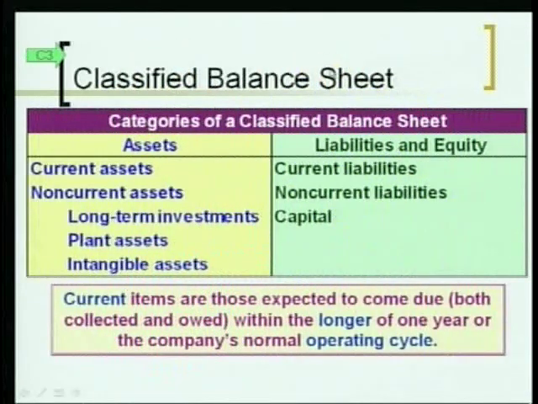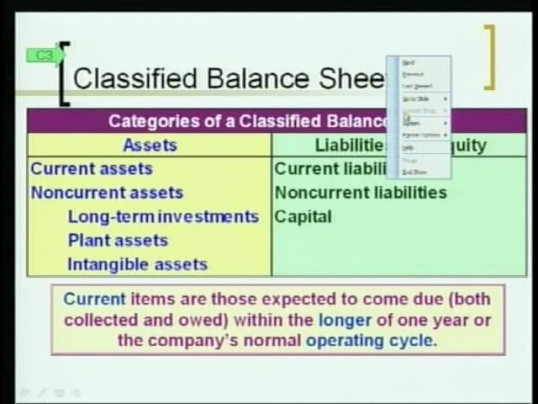One of the main and most important subgroupings that we will have on the classified balance sheet is current assets versus non-current assets, and current liabilities versus non-current liabilities. Now, at the bottom of this PowerPoint slide, it says current items are those expected to come due, both collected and owed, within the longer of 1 year or the company's normal operating cycle.